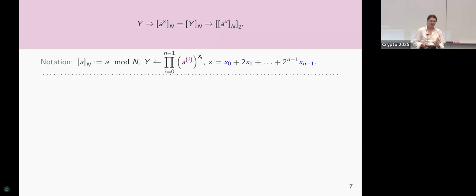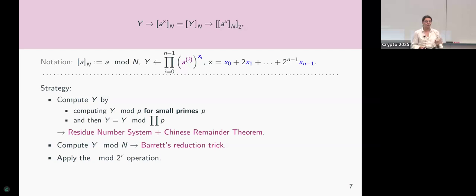From that point, the general idea for optimization will be the following. We will compute y by computing this quantity modulo a set of several small prime numbers p, and we will retrieve the quantity y by computing y modulo the product of every prime p using the Chinese remainder theorem. This whole computational technique is called the residue number system, actually.